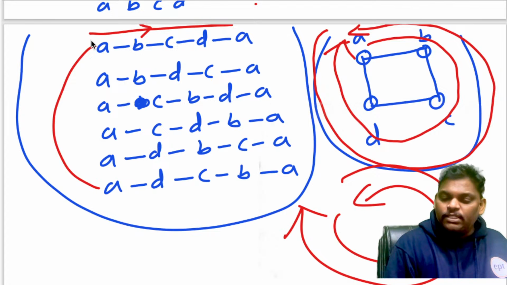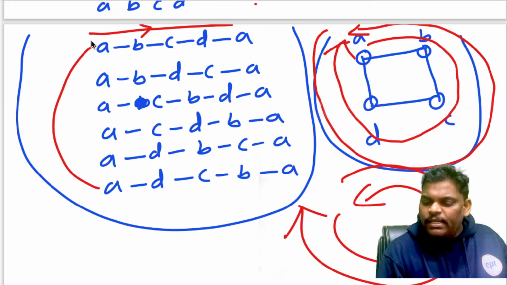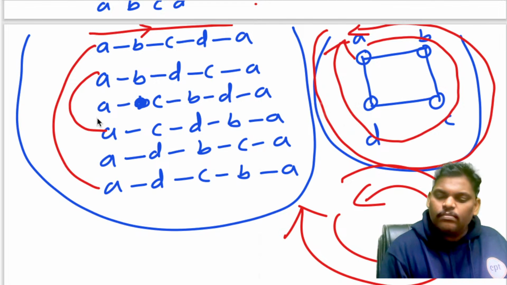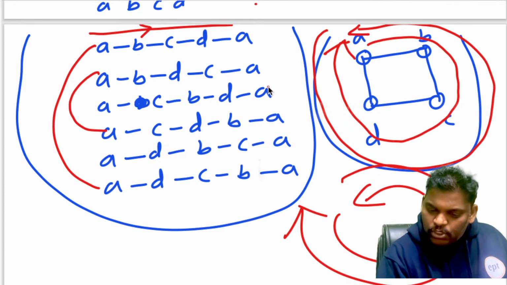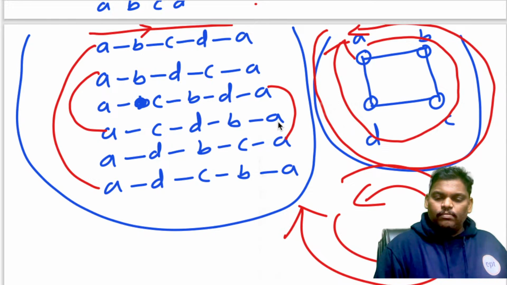Next one, can you see the next one? If you see A, B, D, C, A, in the reverse order it is A, C, D, B, A. I think these two are the same. I think these two are also the same. Check properly.